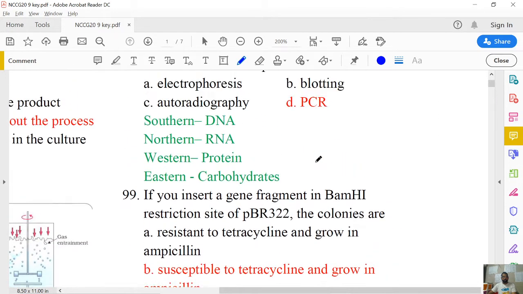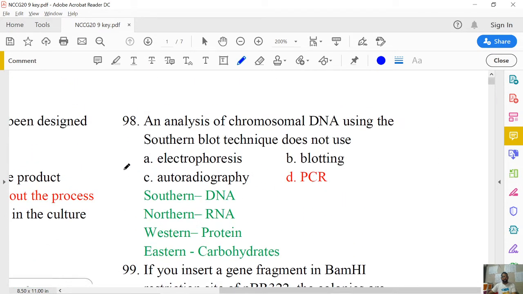Next, question number 98. An analysis of chromosomal DNA using Southern blot does not use. See, when I'm performing a Southern blotting technique, you have separated some macromolecule like DNA, RNA, or maybe protein also. In this case, Southern blot is about DNA.